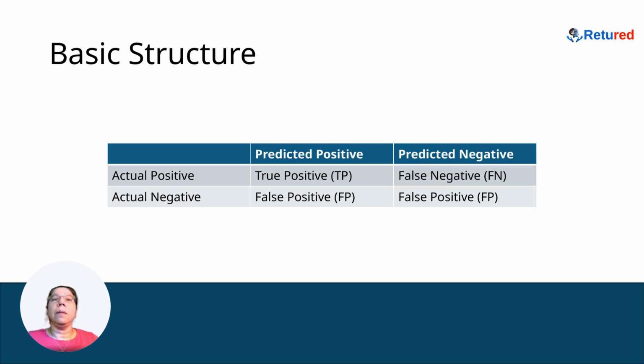True positives, TP: cases where the model correctly predicted the positive class. False positives, FP: cases where the model incorrectly predicted the positive class when it was actually negative. True negatives, TN: cases where the model correctly predicted the negative class. False negatives, FN: cases where the model incorrectly predicted the negative class when it was actually positive.